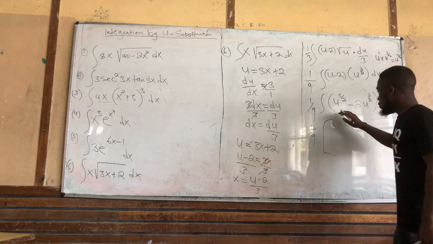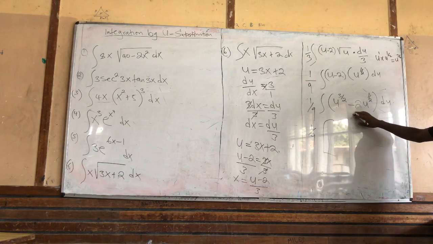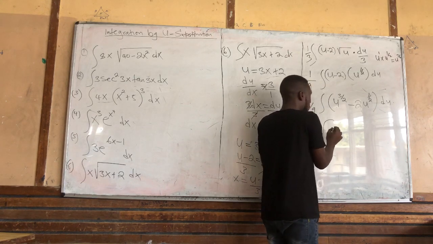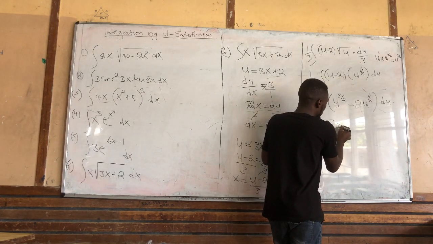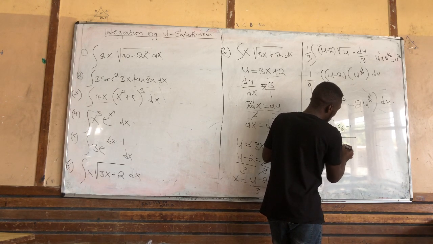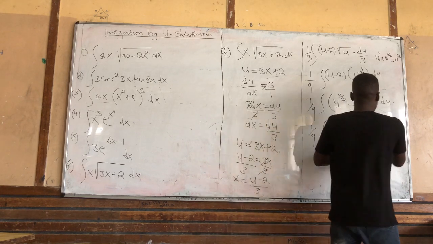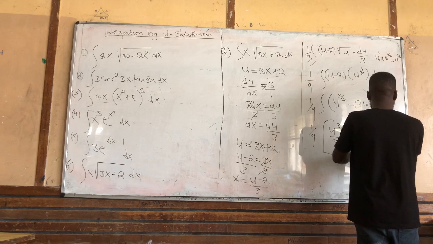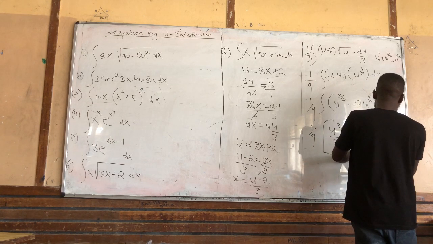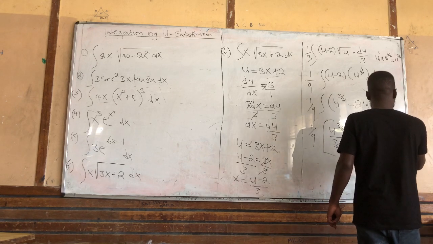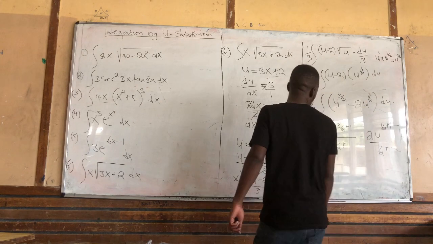We need to integrate whatever is inside this integral sign. Integrating u to the power 3 over 2 gives u to the power 3 over 2 plus 1, over 3 over 2 plus 1, minus, when you integrate 2 u to the power half, it is 2 u to the power half plus 1 over half plus 1. Then plus c here. So what do we do next?